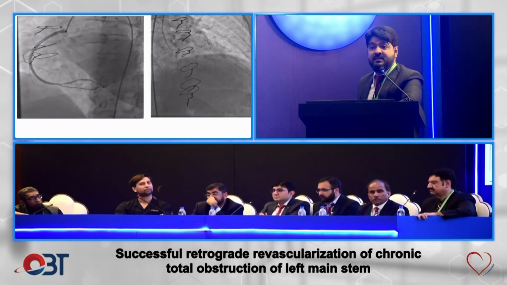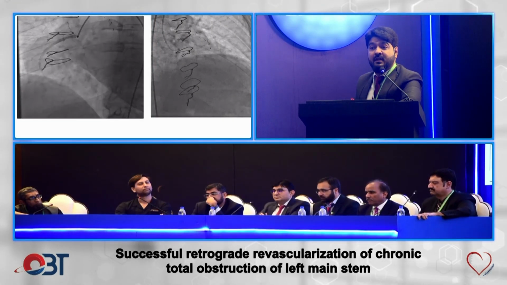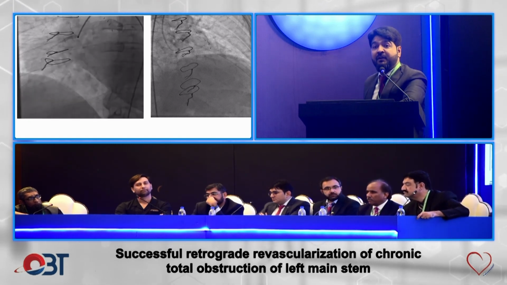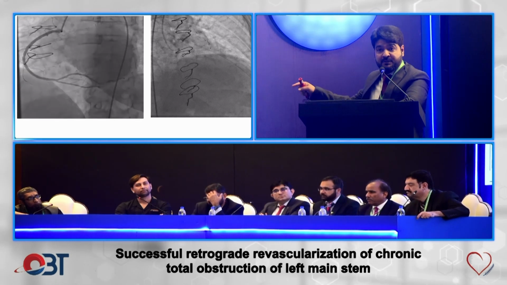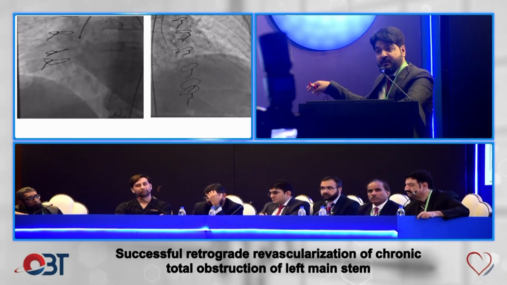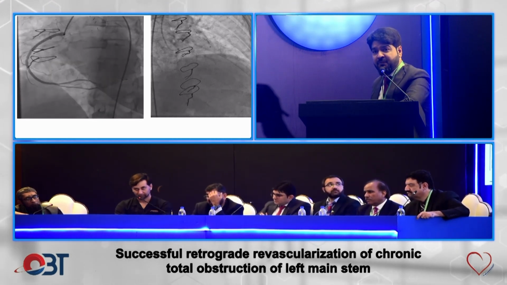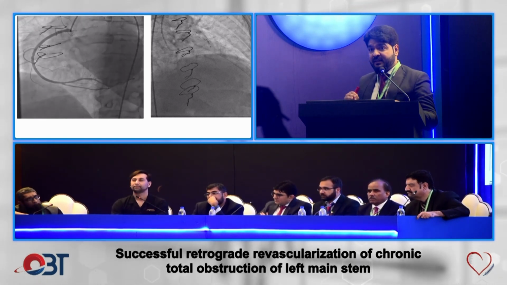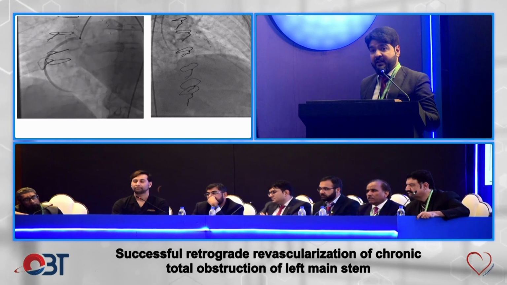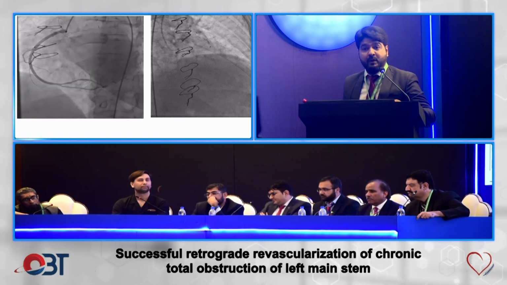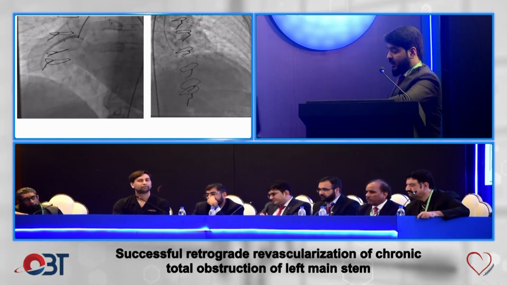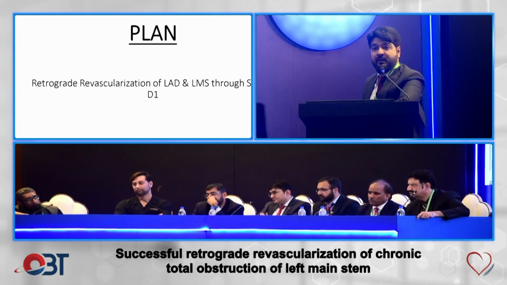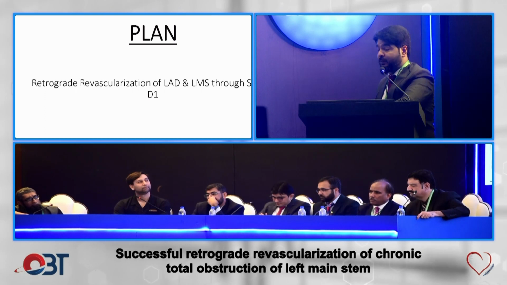Here we engage the SVG, which is attached to the D1, and we viewed from SVG to the LAD and left system, and we found that there is significant disease involving the mid LAD. Then we planned that this is the most likely culprit artery which is causing angina to the patient, and we planned our strategy accordingly. We planned retrograde revascularization to the culprit artery.